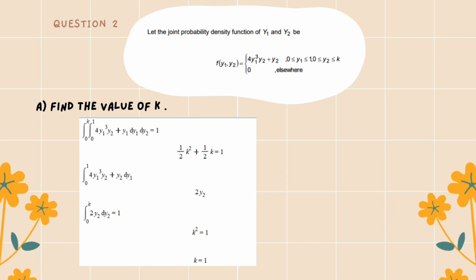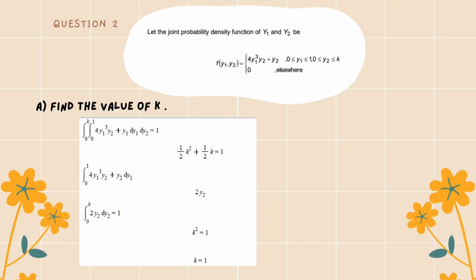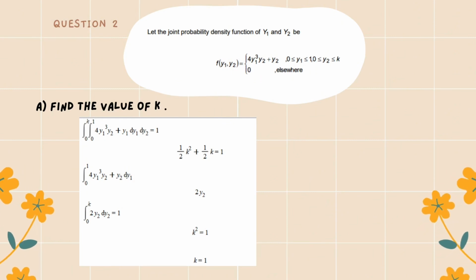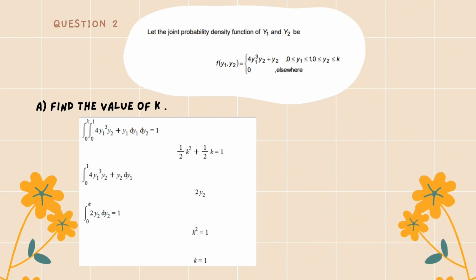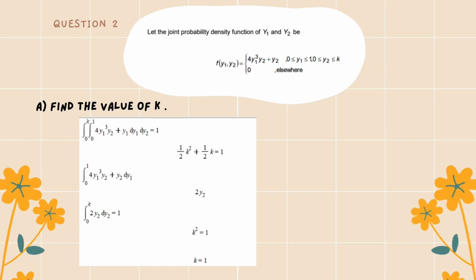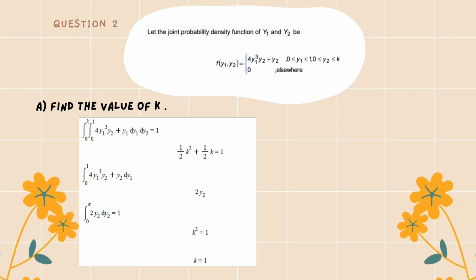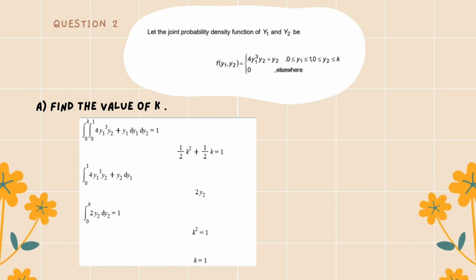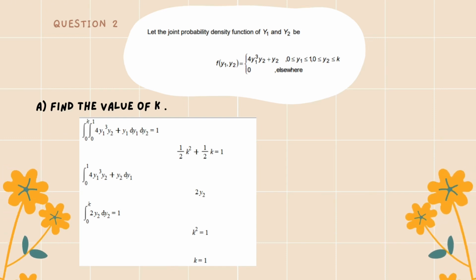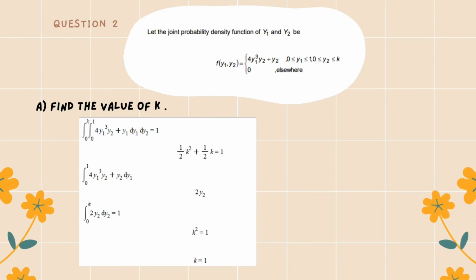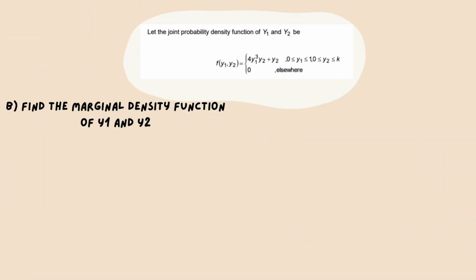We integrate the given PDF f(y1, y2) equal to 4y1^3 y2 plus y2 over the entire range of y1 from 0 to 1 and y2 from 0 to k. First, integrating with respect to y1 gives 2y2. Then integrating with respect to y2 gives k squared. Setting this equal to 1, we solve and get k equal to 1.